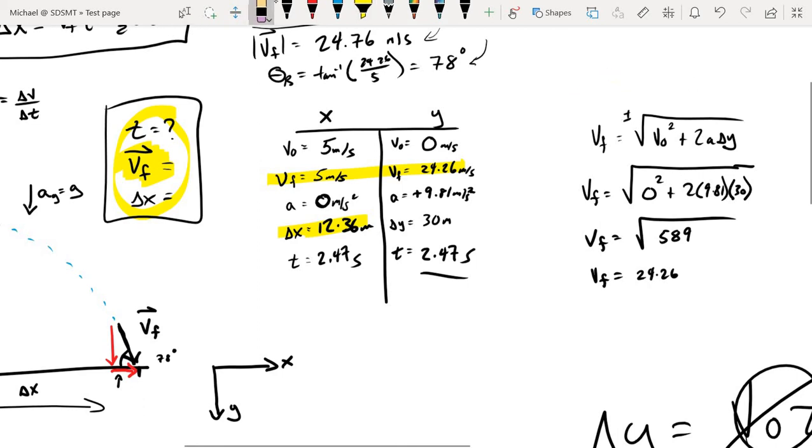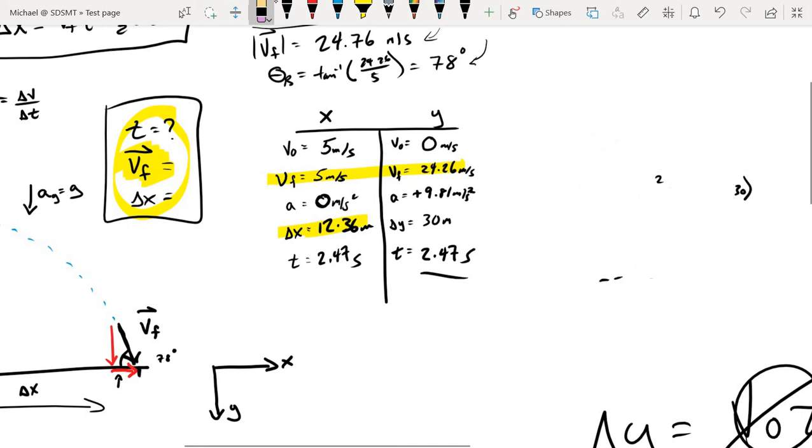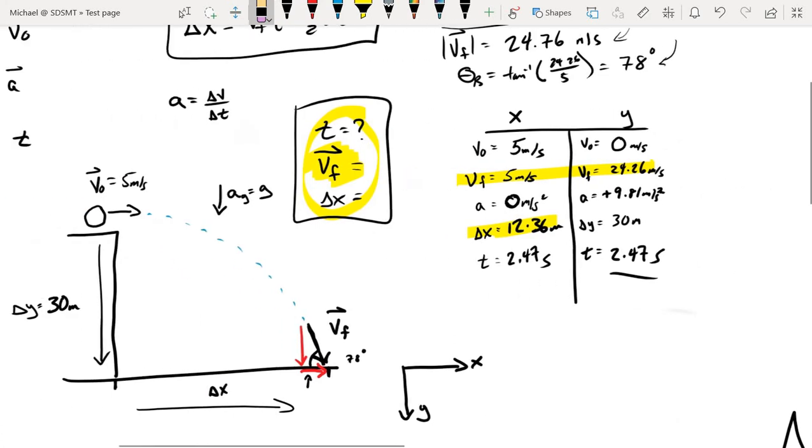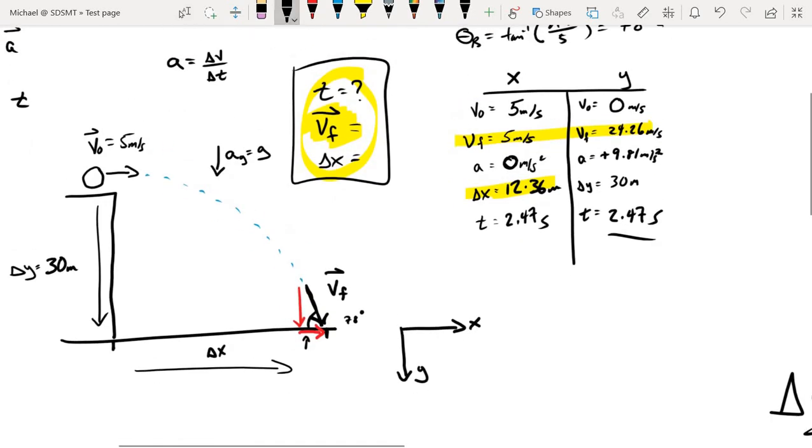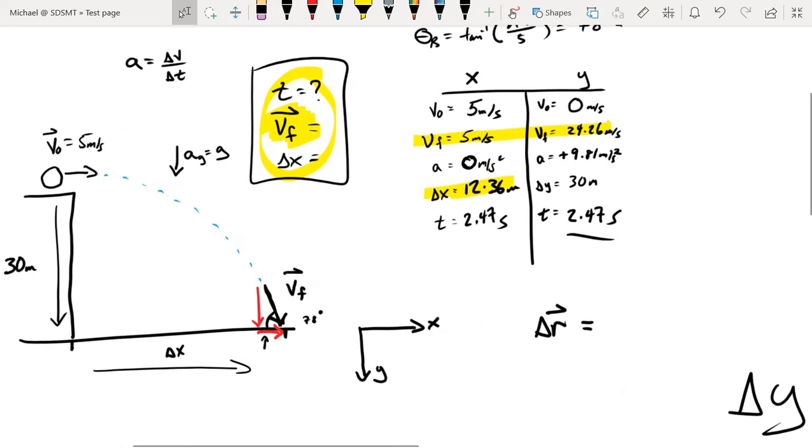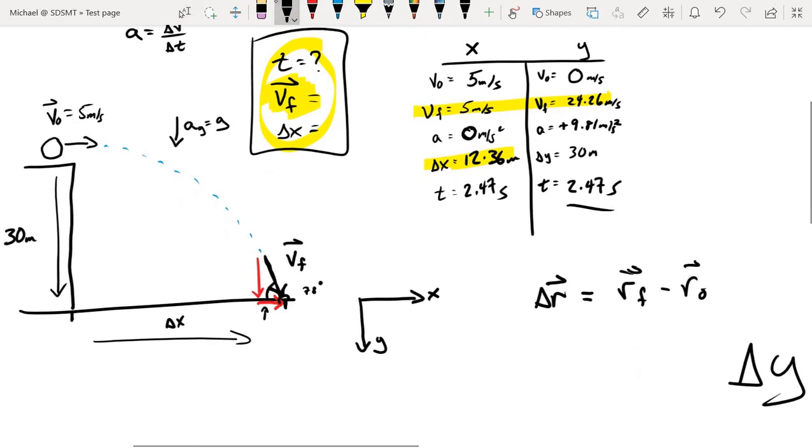And I'm going to make some room over here. What I would like to know now is, what is the final displacement of the rock? And we know that displacement is the difference in the initial and the final values, which means right here, this is the final position of the rock. Right up here was the initial position of the rock.